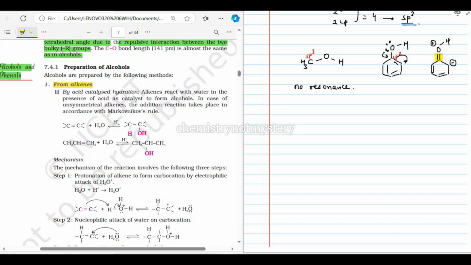By acid catalyzed hydration. Alkenes react with water in presence of acid as a catalyst to form alcohol. In case of unsymmetric alkene, the addition reaction takes place according to the Markovnikov rule.